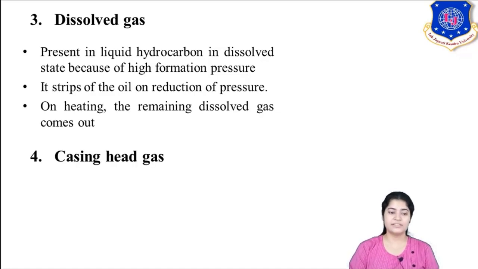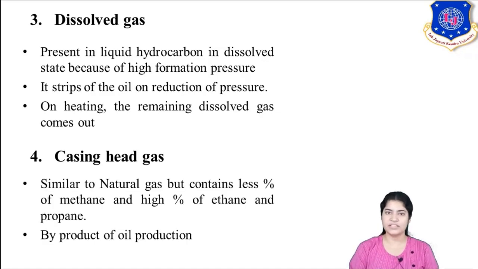Fourth category is casing head gas. Now this casing head gas is the same as natural gas, but the proportion of methane is less, and a high amount of ethane and propane is there. Now it is simply produced during oil production. Okay, when you're taking out the oil, this kind of gas is also present, but it is in very less quantity.